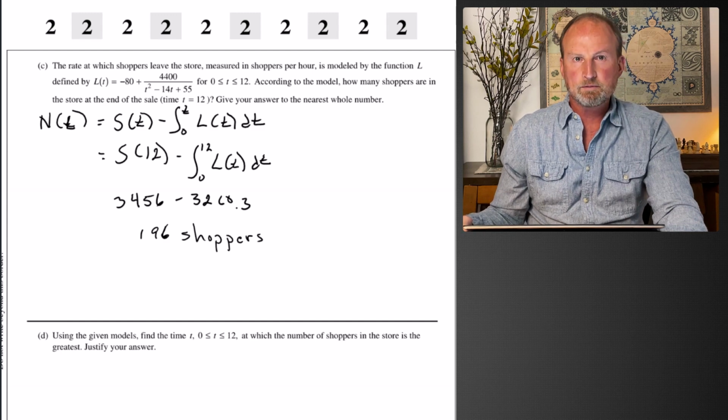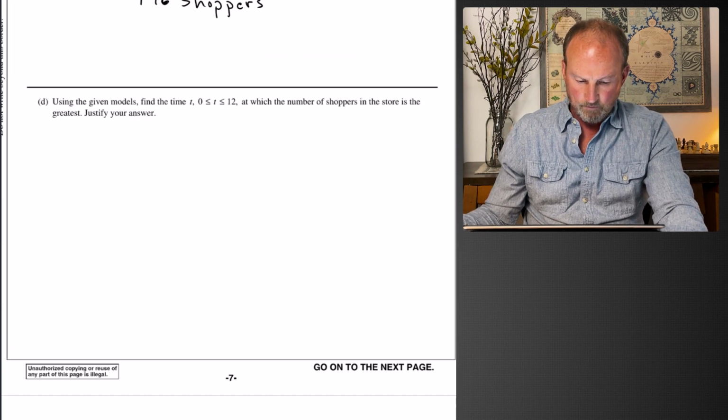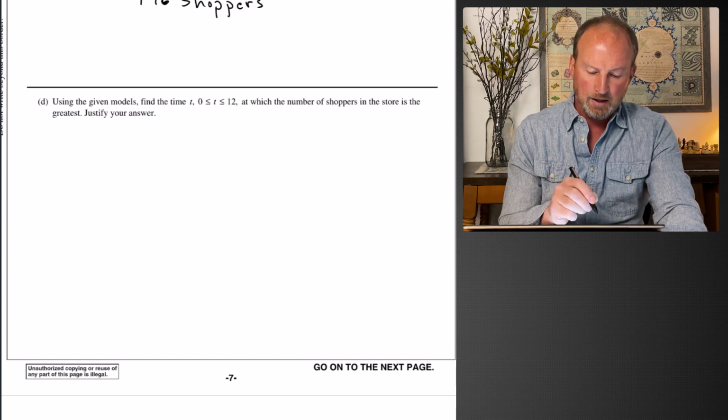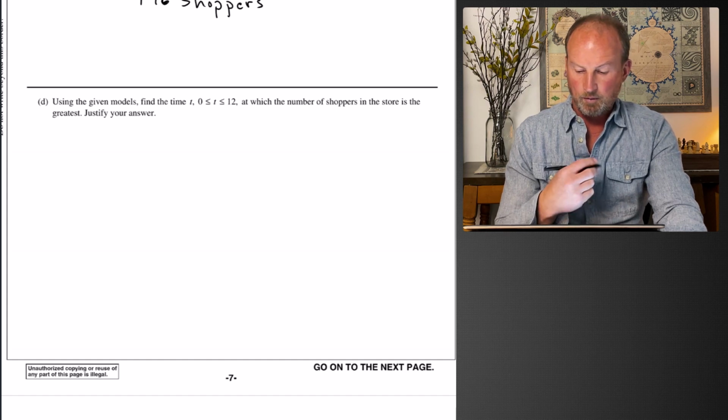Yes, 196. Okay, letter D. Using the given models, find the time at which the number of shoppers in the store is the greatest from the interval from 0 to 12. Okay, maximum value. I'm thinking extreme value theorem. Extreme value theorem says I want to check endpoints and critical values. Okay, endpoints and critical values. Critical values. Well, first of all, what am I looking at?